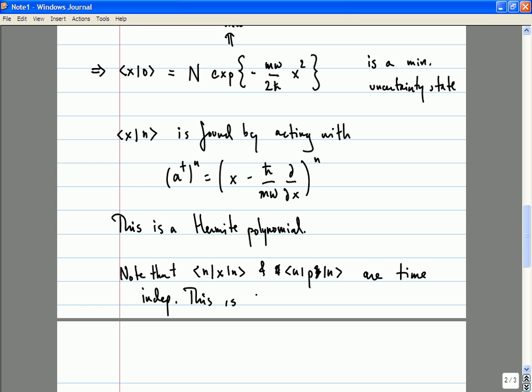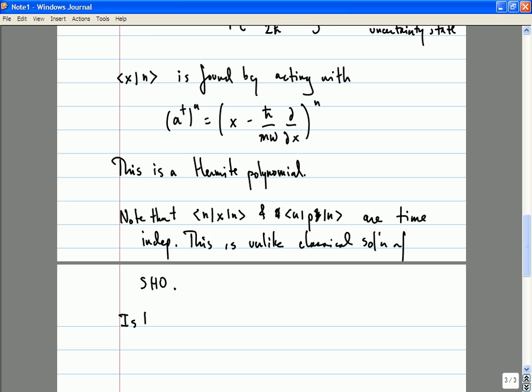This is very unlike the classical solution of the harmonic oscillator. The classical solutions of the harmonic oscillator oscillate. It's right there in the name. So let us then ask, is there a state of the simple harmonic oscillator which more closely resembles our classical intuition?